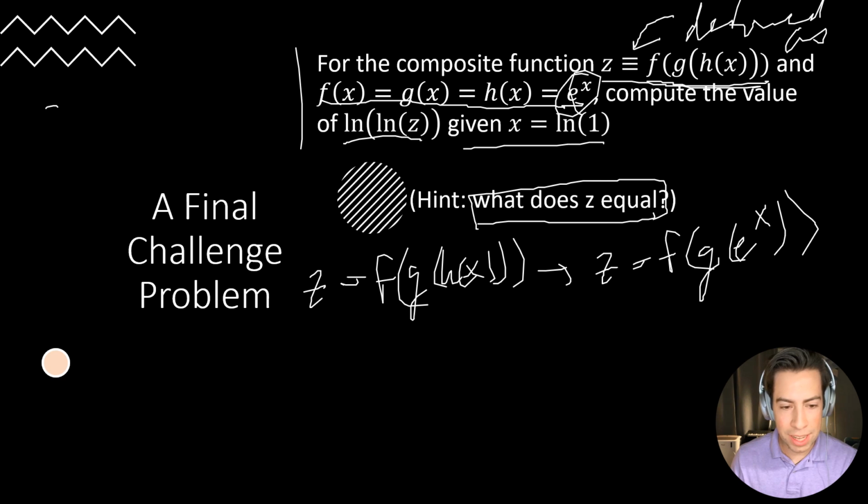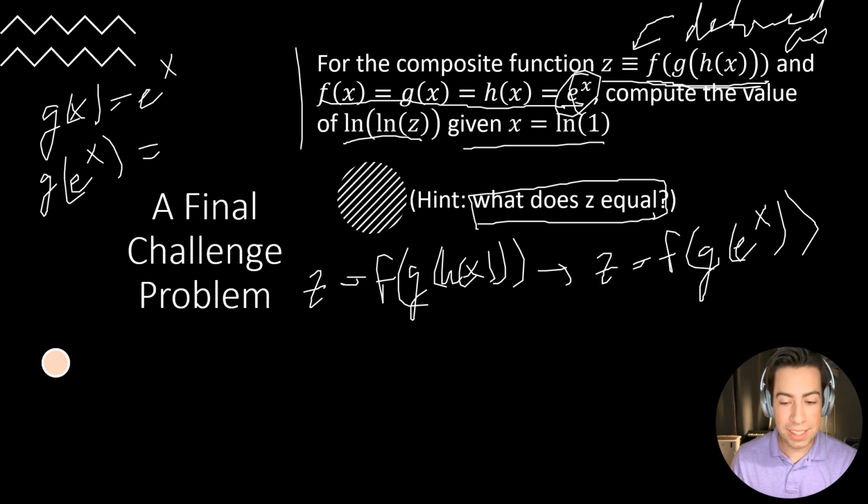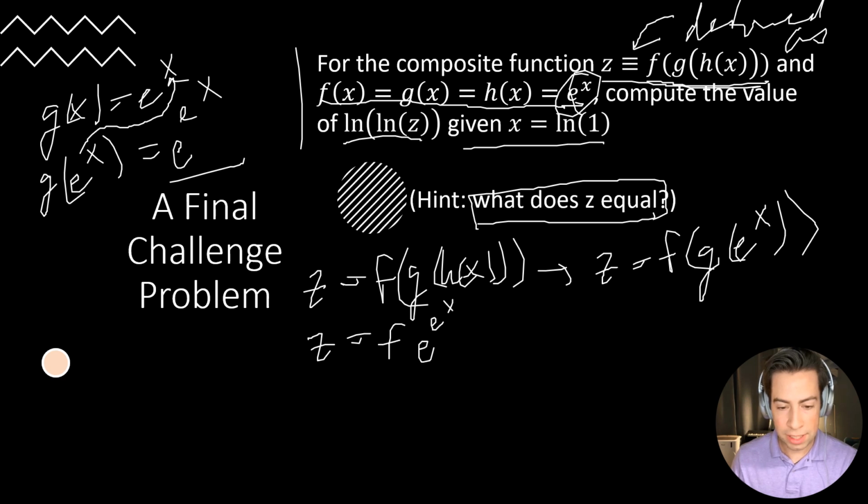So I'm going to say, all right, well, if g of x equals e to the x, and g of e to the x, or x is equal to e to the x, now what is this equal to? So I'm actually going to have e to the e to the x because I have to plug in e to the x for x here, right? So I'm going to get this kind of weird double exponent, okay? So now let's go ahead and simplify it further. So I have z equals f of e to the x, okay?